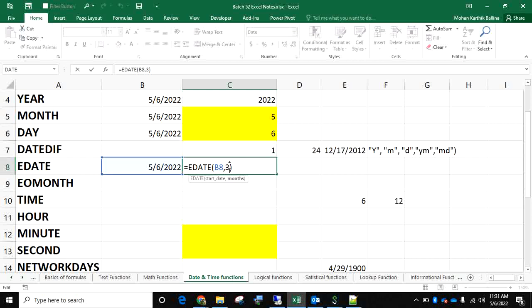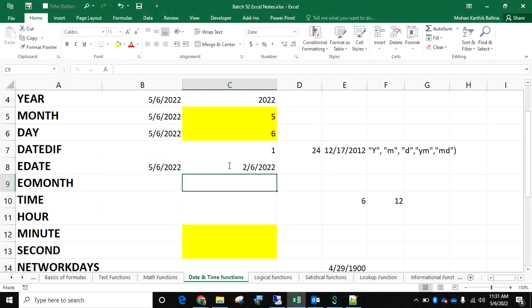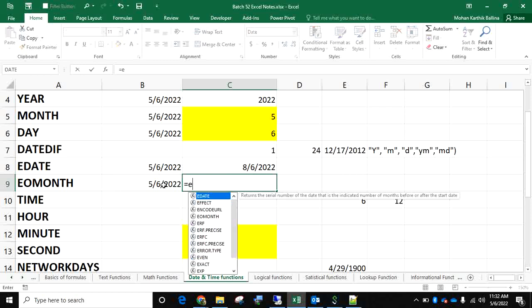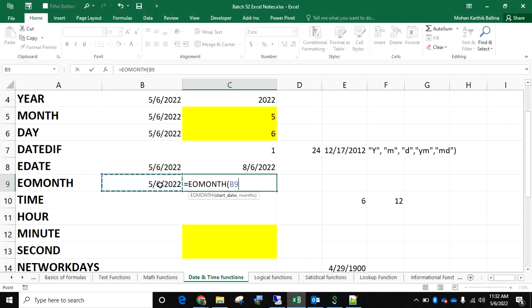Okay, if you give minus, it goes back. EDATE is just: you say you started a work on a particular date, how many months do you require? 3 months. Then what is your expected date? Next, EOMONTH, same, both are similar. EDATE, EOMONTH, both are same, but the only difference is, for example, EOMONTH, start date, comma, 3 months. Generally, what would be the answer?